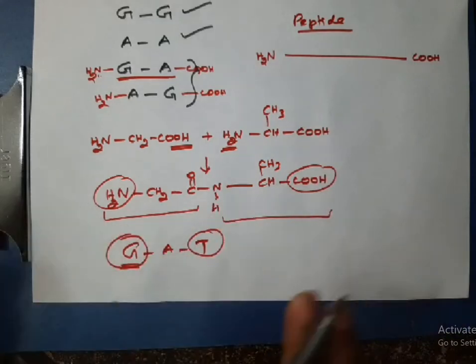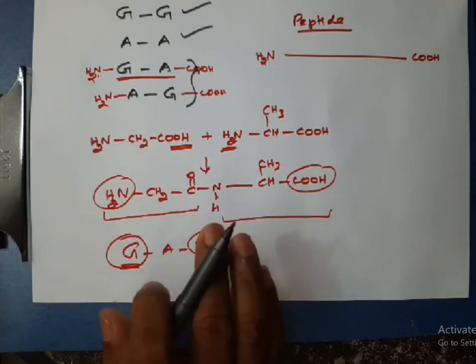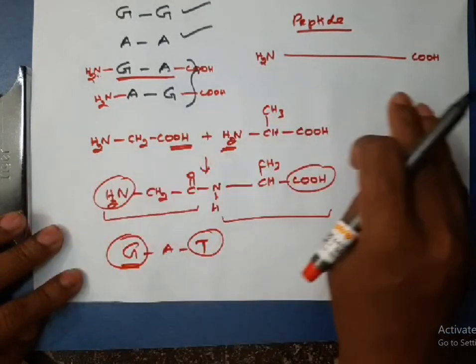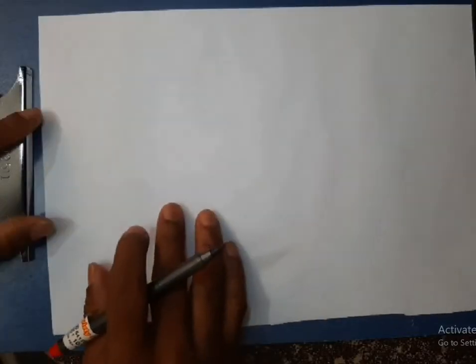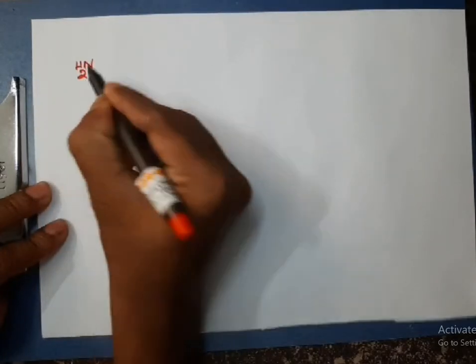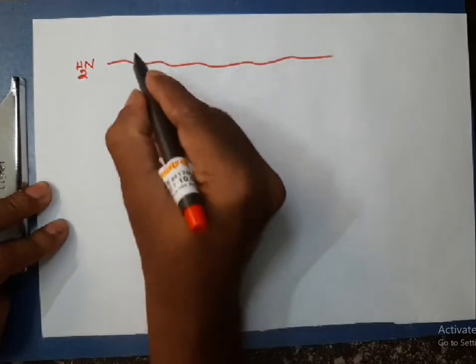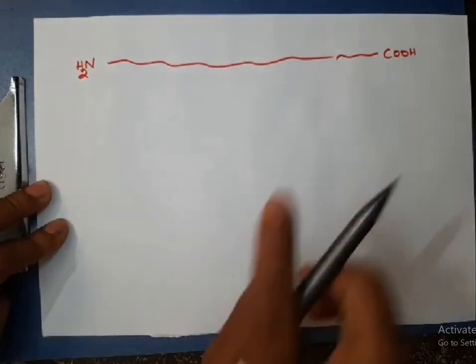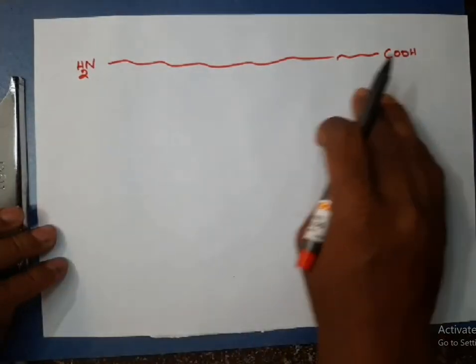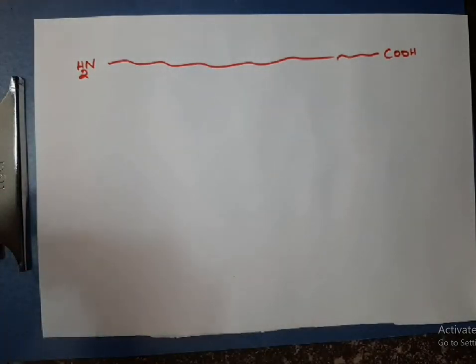So while writing any peptide, we always write the N-terminal amino acid on the left-hand side and the C-terminal amino acid on the right-hand side. Okay, so in a polypeptide chain, I'll write on the screen. What is meant by primary structure? Students, observe carefully. Suppose I have an N-terminal amino acid here and a chain of many amino acid molecules, then a C-terminal amino acid here. This is N-terminal, C-terminal. In between, we have a lot of amino acid molecules.